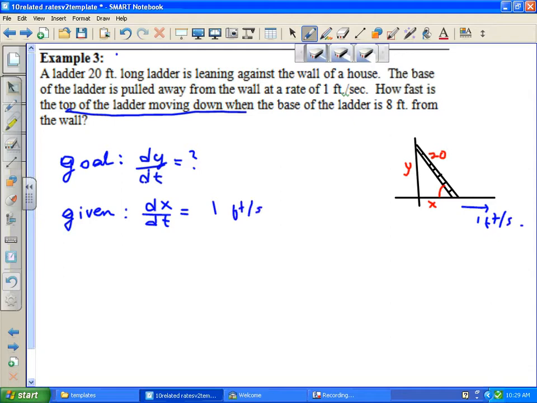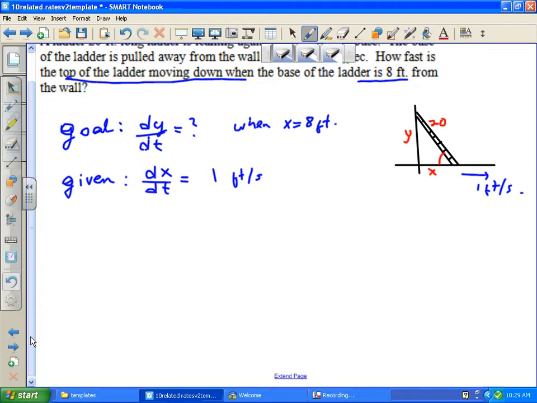And they want to know what dy/dt is at the moment when the ladder is 8 feet from the wall. So what is that, x or y? X. So they want to know this when x is equal to 8. Okay. What equation did you use?